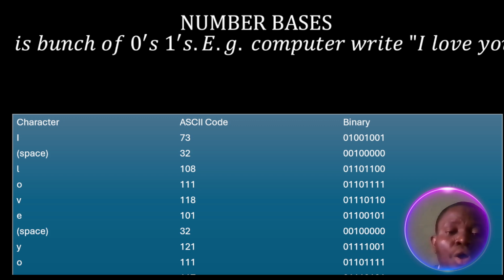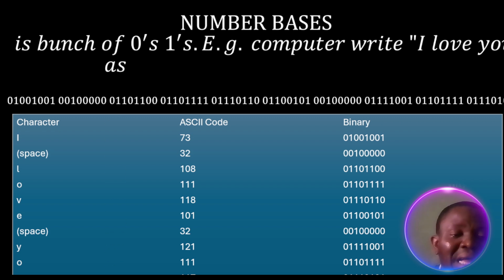For example, the computer writes "I love you" as this. Do you see? This is the computer's version of the words "I love you", and this is what the computer will save in its own memory. How do we do it? How did this come about? How did they achieve this procedure? How do we know that this is what the computer is saying, that "I love you"?